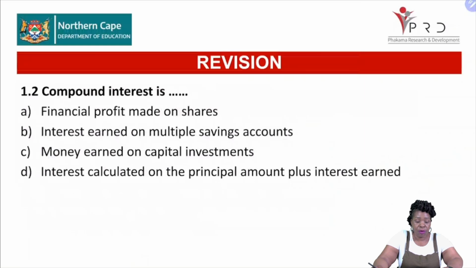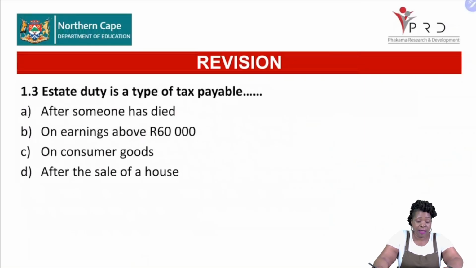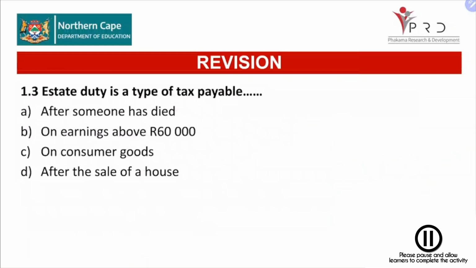Right, we move to 1.3. 1.3 says, estate duty is a type of tax payable A, after someone has died. B, on earnings above 60,000. C, on consumer goods. And D, after the sale of a house. Right, can we answer that one? Then we can move to the next one.